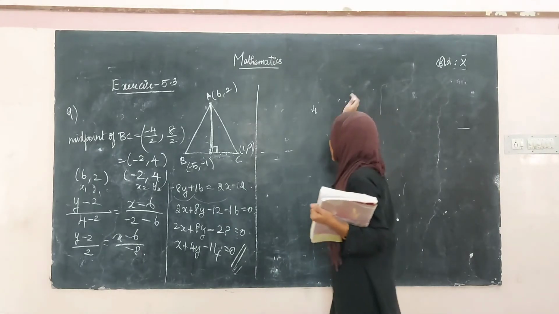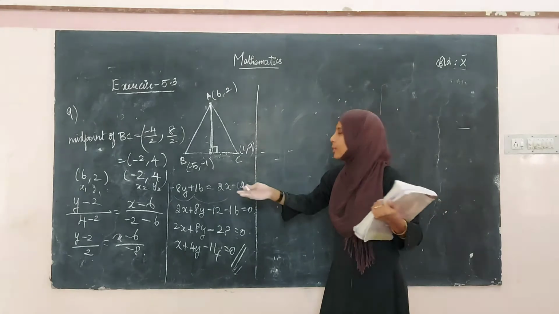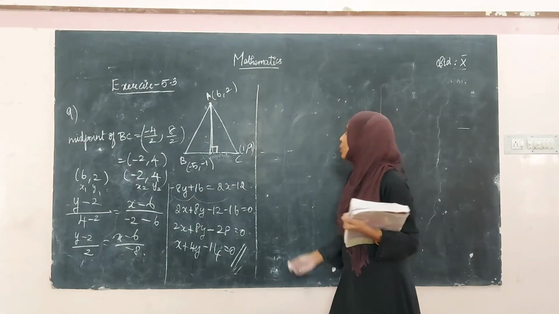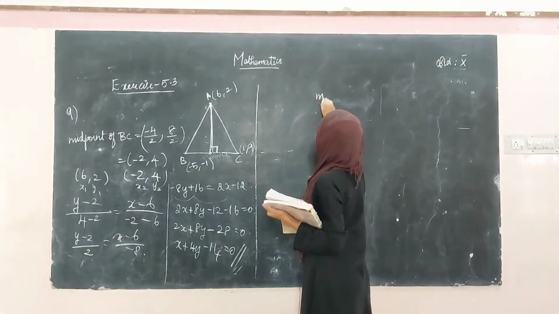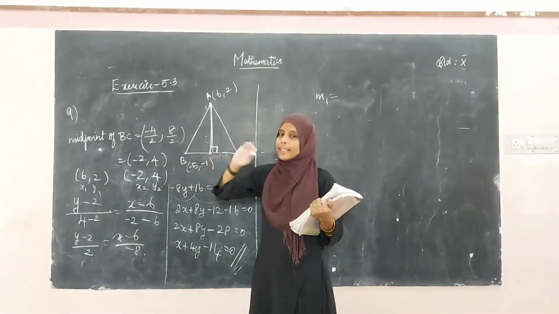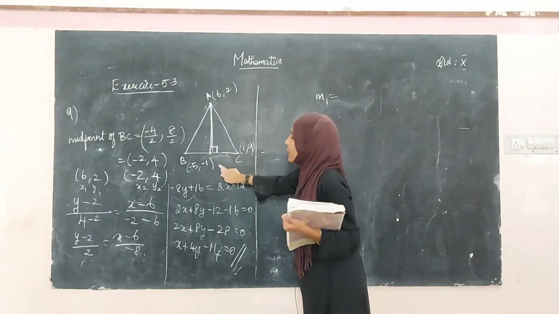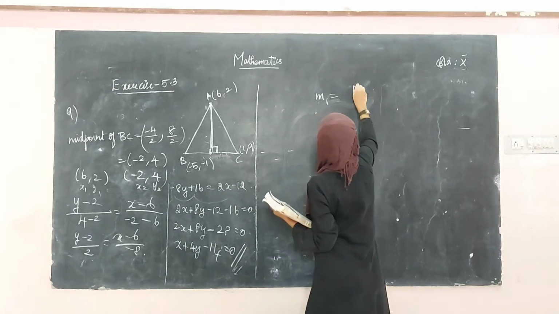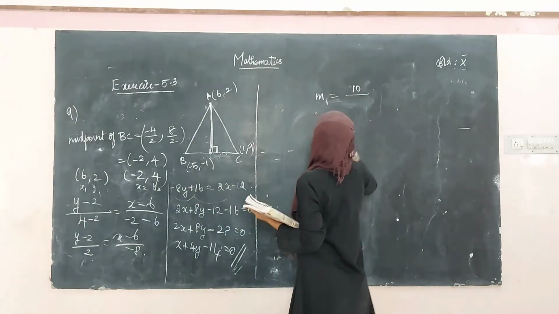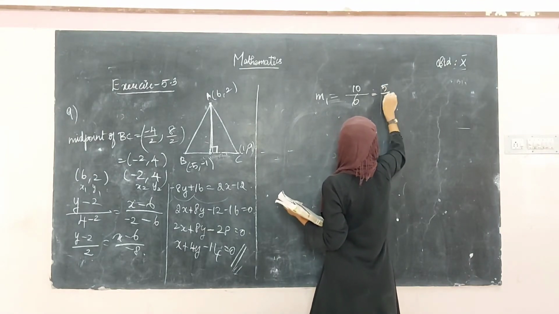So for that you have to find the slope of this line. Let us take the slope of the line BC as M1. Okay, so we have to find M1. How do we find the slope using two points? Change in y coordinate divided by change in x coordinate. So 9 minus of minus 1 is 10, divided by 1 minus of minus 5 is 6, which is equal to 5 divided by 3.